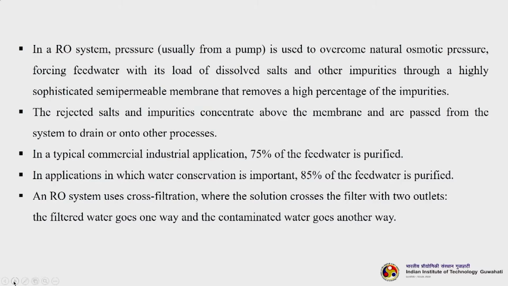In an RO system, pressure, usually from a pump, is used to overcome natural osmotic pressure, forcing feed water with its load of dissolved salts and other impurities through a highly sophisticated semi-permeable membrane that removes a high percentage of the impurities. It is worth mentioning that seawater and brackish water do not only contain sodium chloride; they contain so many different things. There are many bacteria and other microorganisms present, and other components that foul a lot.